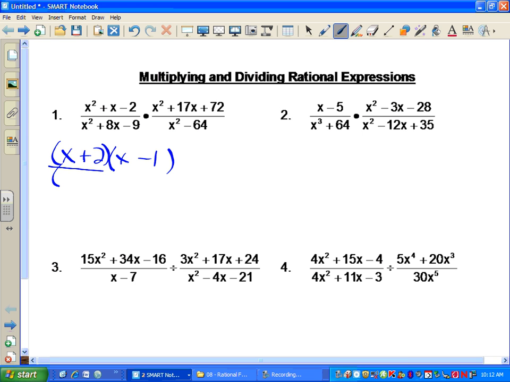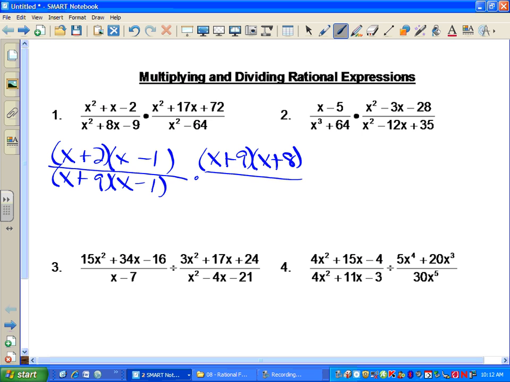The bottom one, what multiplies to be -9 that adds to be 8 would be x plus 9 and x minus 1, times what multiplies to be 72 that adds to be 17 would be 8 and 9. And then the bottom is difference of squares, x minus 8, x plus 8. From here, we simply cancel. Any numerator cancels with the denominator. Final answer here is x plus 2 divided by x minus 8.